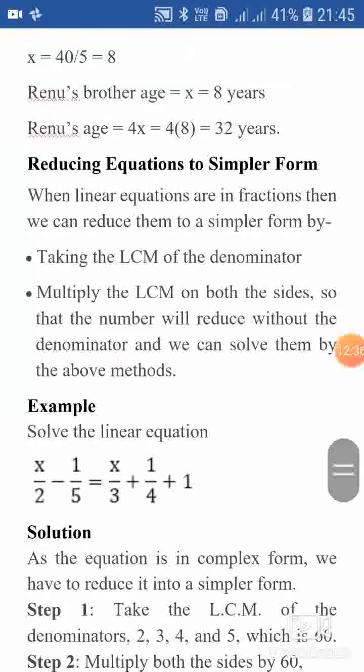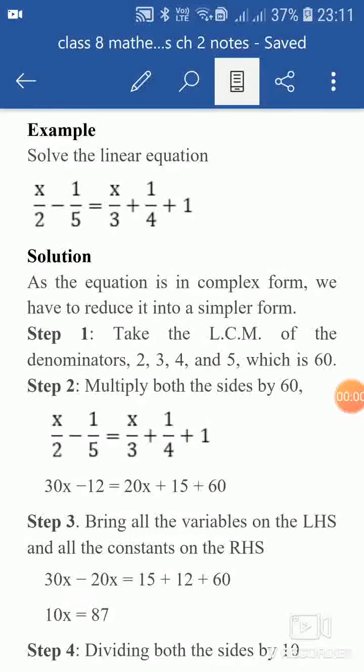Now we have some more difficult types of equations that you have to reduce to a simpler form. Why am I saying it is difficult? Because the variables or numbers you will get are in fractional form. To remove the fractions and reduce the equations to a simpler form, this can be done by taking the LCM of the denominators. Now we are going to do an example that we can solve.